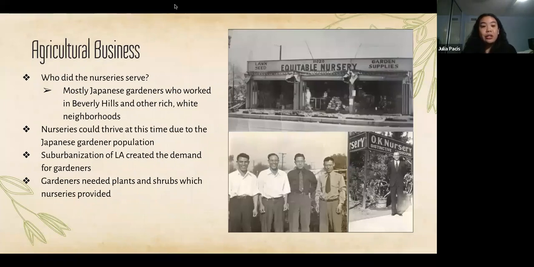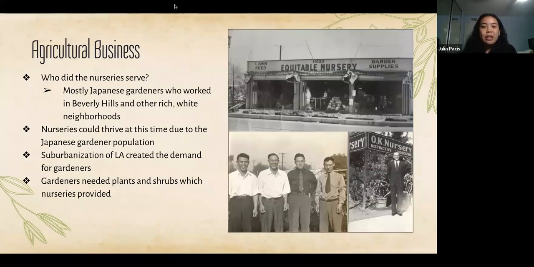As Cassie had mentioned as well, many of the people in this area were working as gardeners, and to have this business run, they needed a supply of plants, which led to the opening of many Japanese nurseries. The nurseries served mostly Japanese gardeners who worked in Beverly Hills and other rich white neighborhoods. The nurseries could thrive at this time due to the Japanese American gardener population, and the suburbanization of LA created the demand for gardeners. Again, the gardeners needed plants and shrubs to fulfill their gardening duties, which the nurseries provided.